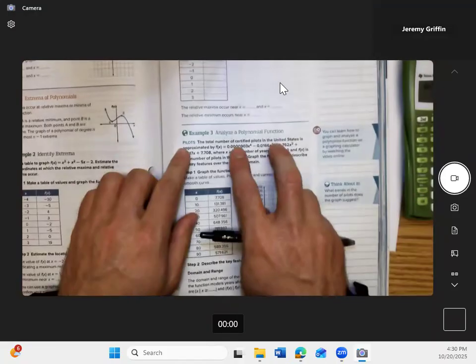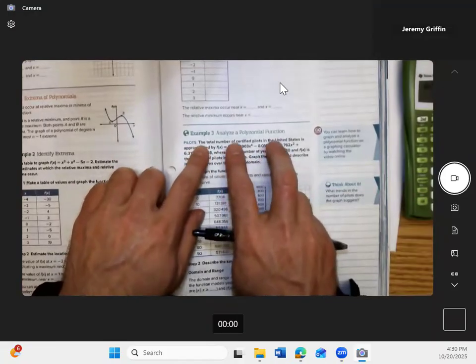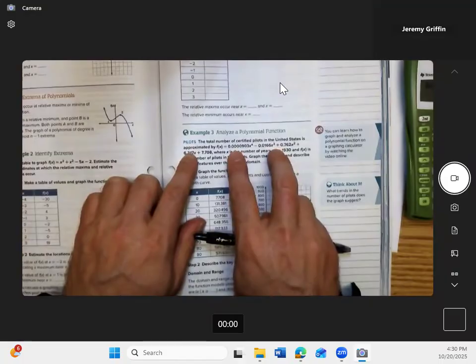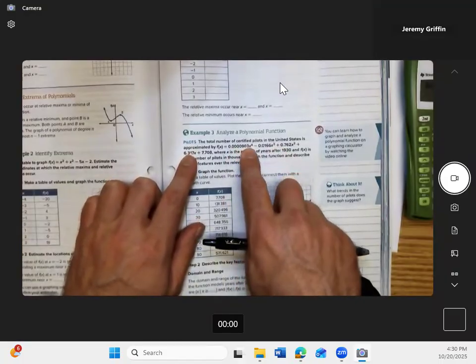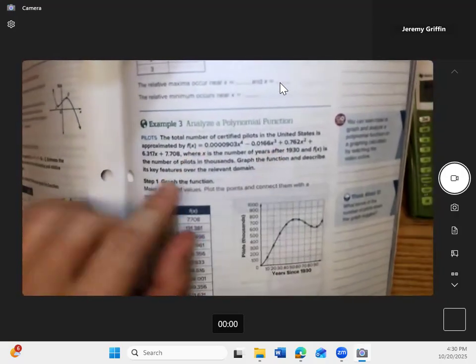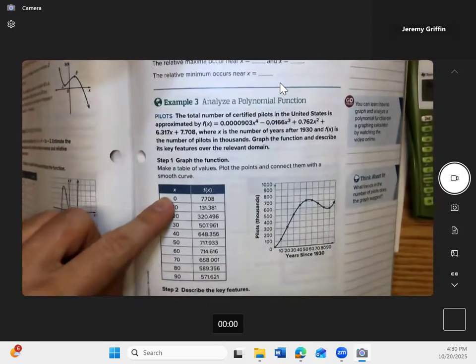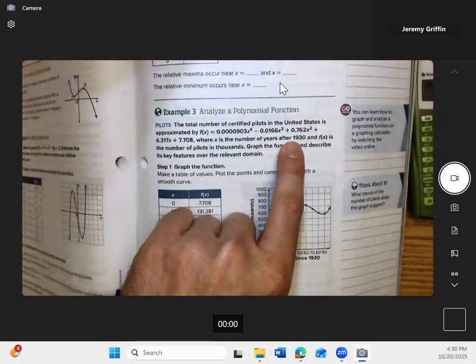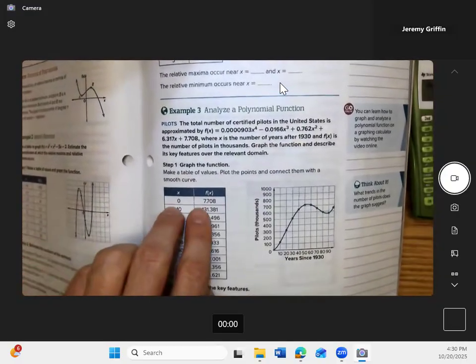Number 3, or example 3. The total number of certified pilots in the United States. And it's degree 4, so it's x to the power of 4. Okay, now we're getting a real life example. Right, so yeah, you could plug in values, but note x is the years after 1930. So year 0 is the year 1930.